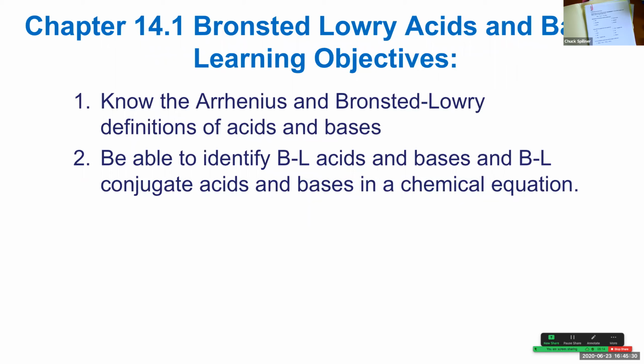Okay, let's get into chapter 14.1. It's about the definition, how we define acids. The title of it is Bronsted-Lowry acids and bases. That's what most of the chapter is, but we're going to start off with some other, more basic definitions. We're going to learn both the Arrhenius and the Bronsted-Lowry definitions of acids and bases. Like I said, the focus will be on the Bronsted-Lowry definition. We will be able to identify Bronsted-Lowry acids and bases, and also what are called conjugate acids and bases in the chemical equation.